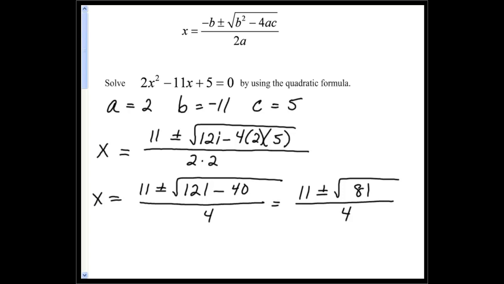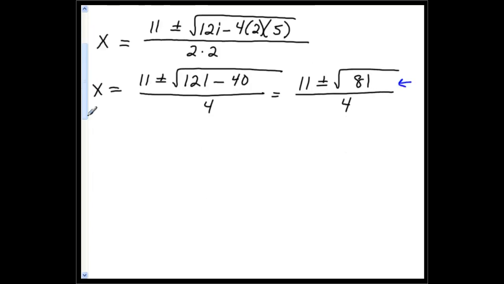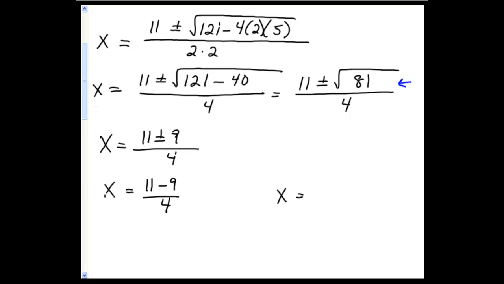Now I want to point out here the number underneath the radical, which is 81. 81 is a perfect square, so that means our answer is going to be 2 rational numbers. All right, continuing to simplify, x will equal 11 plus or minus 9 over 4. And if we split this up into 2 separate expressions for x, x will equal 11 minus 9 over 4, and x will equal 11 plus 9 over 4.